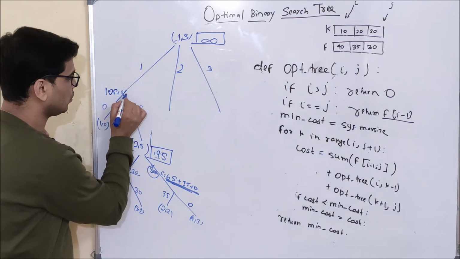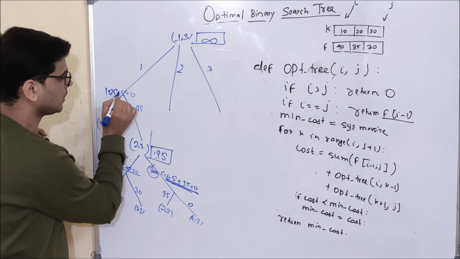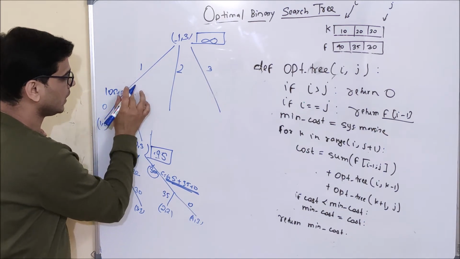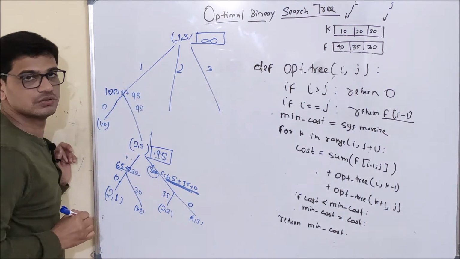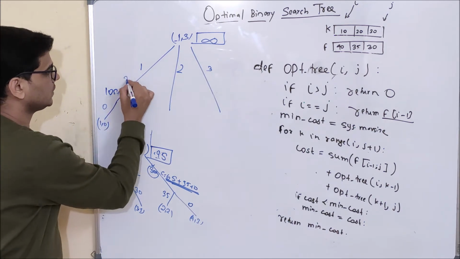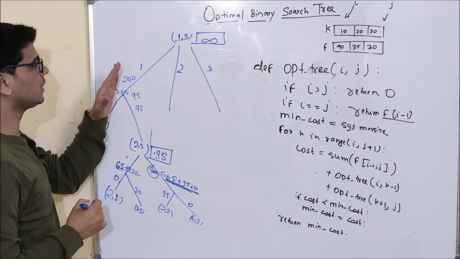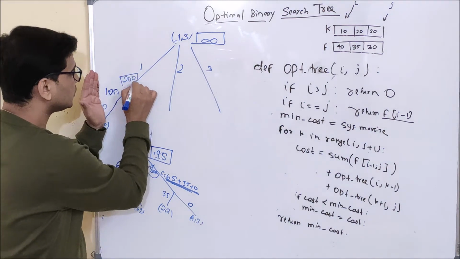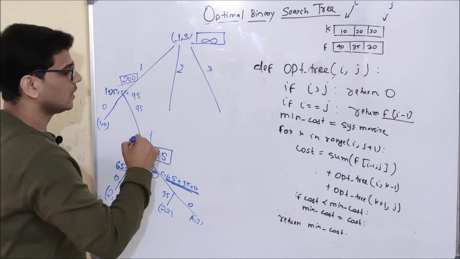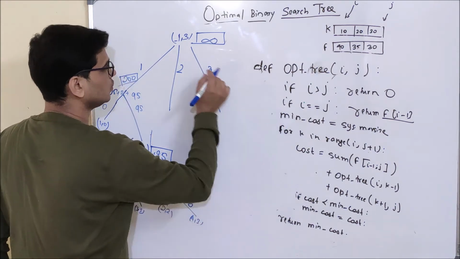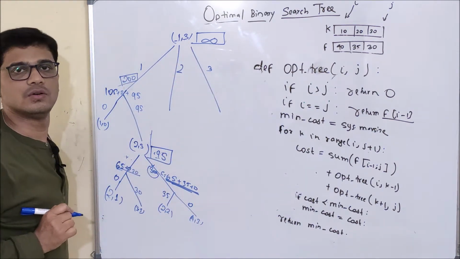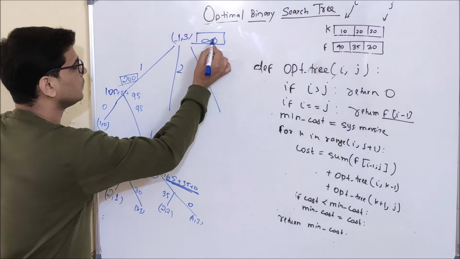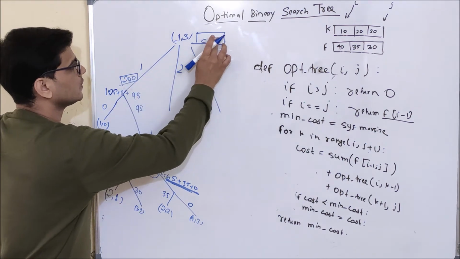Now the left tree cost is 0 and the right tree cost is 95, plus 105, so it is totally equal to 200. That is, when I make 10 as a root, my optimal cost is 200. Now this line will execute for this particular function. It is infinity, it is 200.